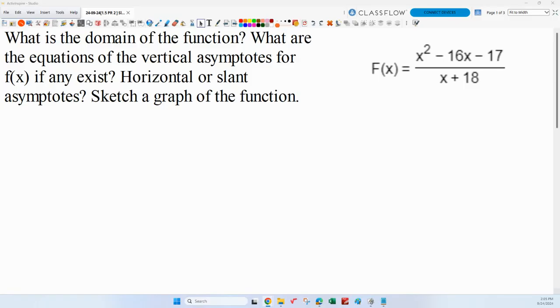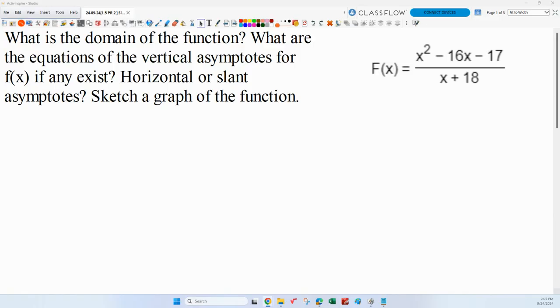So what I want to look at today is kind of a review of some algebra that supports this calculus. So let's analyze this function. Okay, what's the domain of this function? Yeah, all values of x except negative 18. What's happening at negative 18?